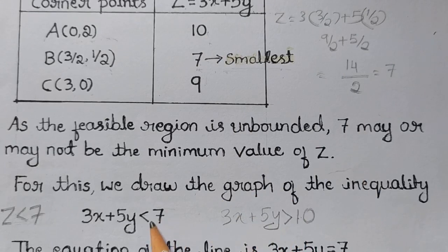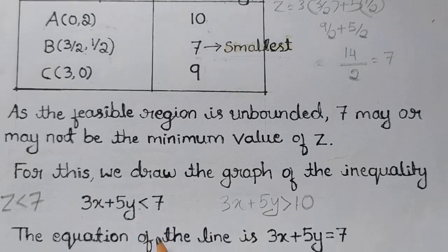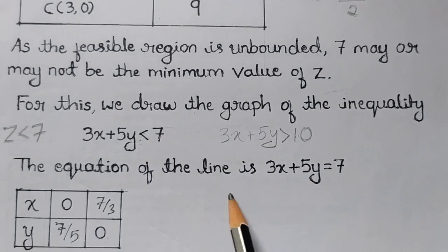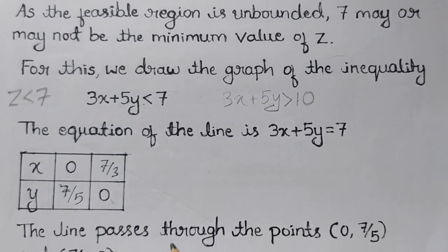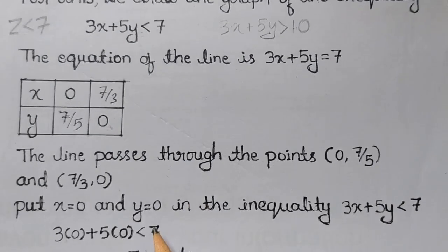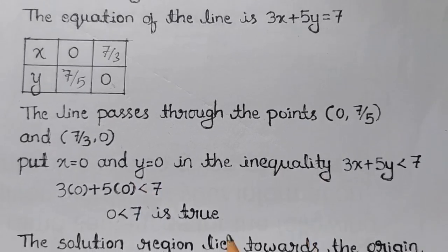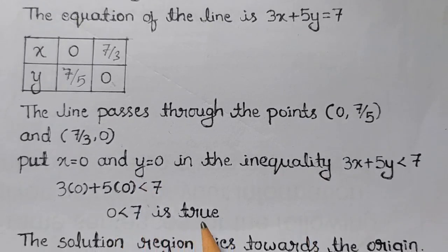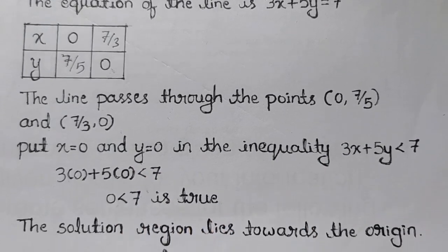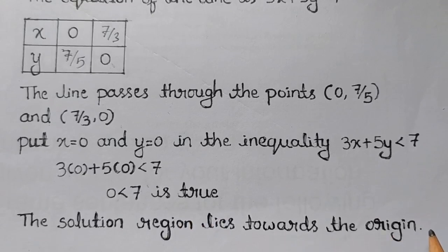Okay, now here to solve this inequality, first we write the equation of the line and we find the points. After finding the points, we find the solution region: substitute the origin in the inequality. Here the origin satisfies the inequality, hence the solution region lies towards the origin. After finding the solution, we plot the graph.